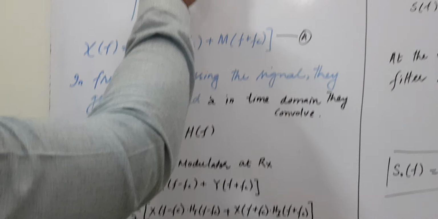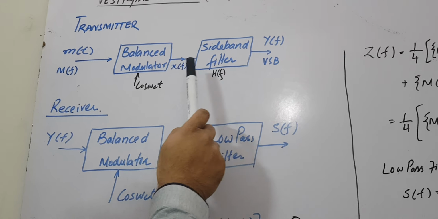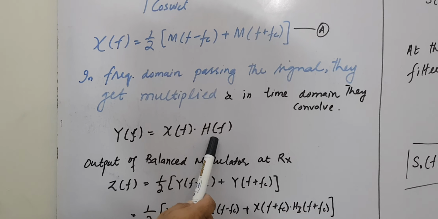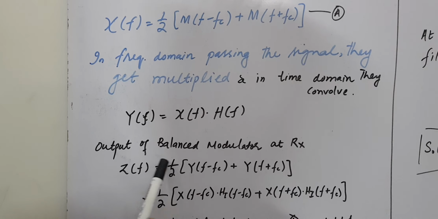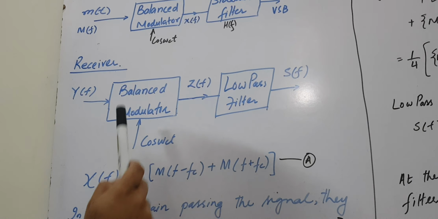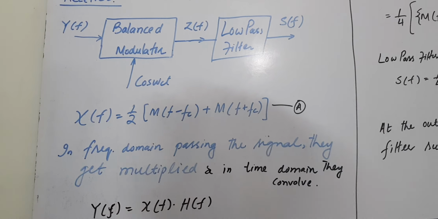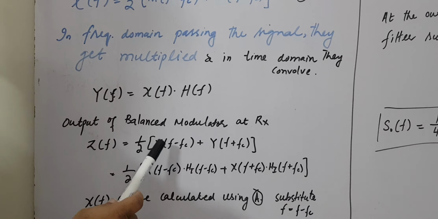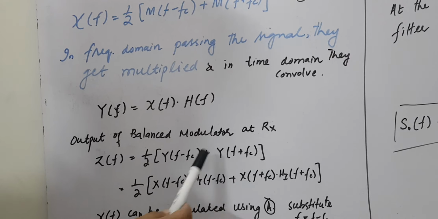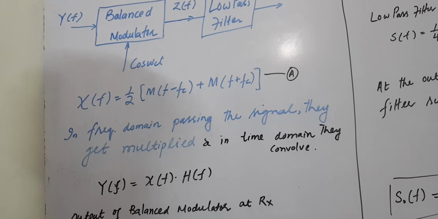Y of f, the output of the sideband filter, is the multiplication of X of f and H of f. The output of the balanced modulator at the receiver will be the multiplication of Y of f and cos omega_c t. If you write it in terms of the frequency domain, then Z of f, again doing the same thing, is Y of f minus fc and Y of f plus fc. It is again shifting like a double sideband signal.